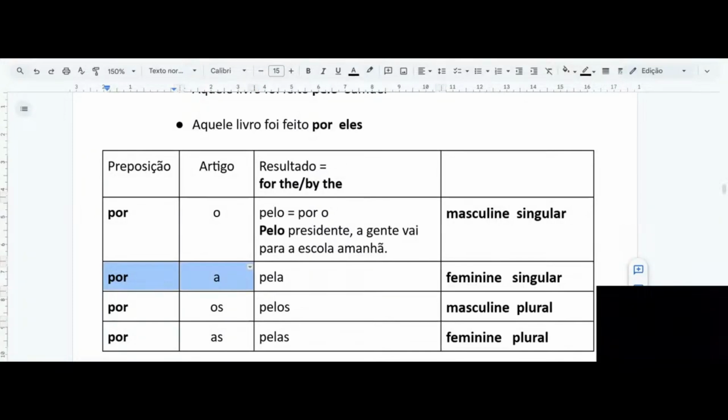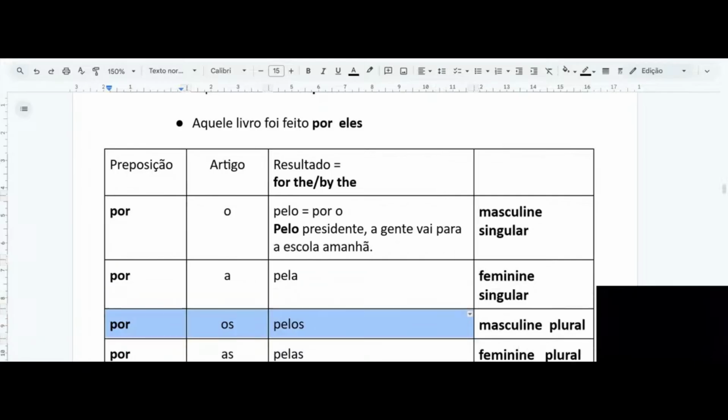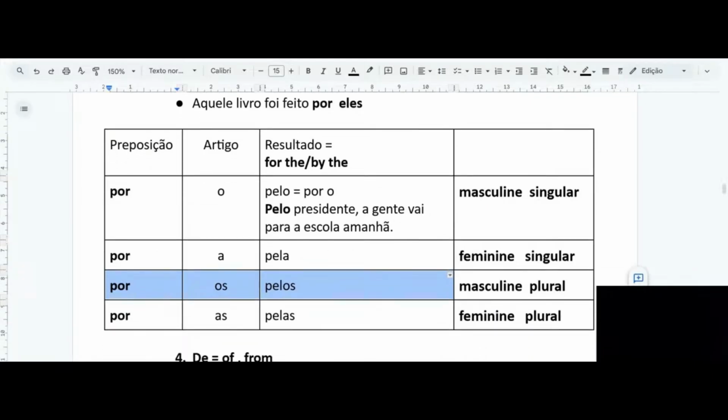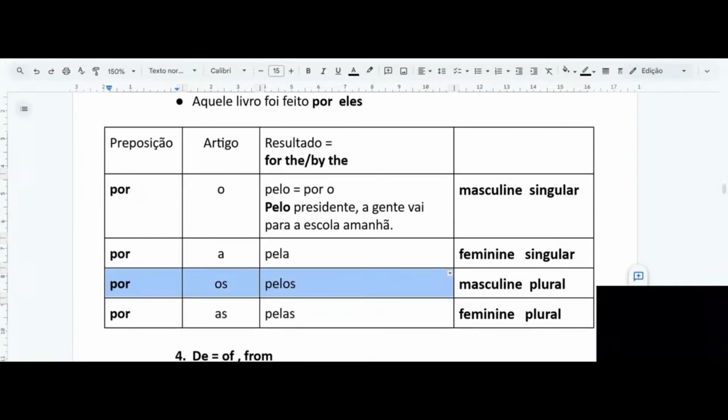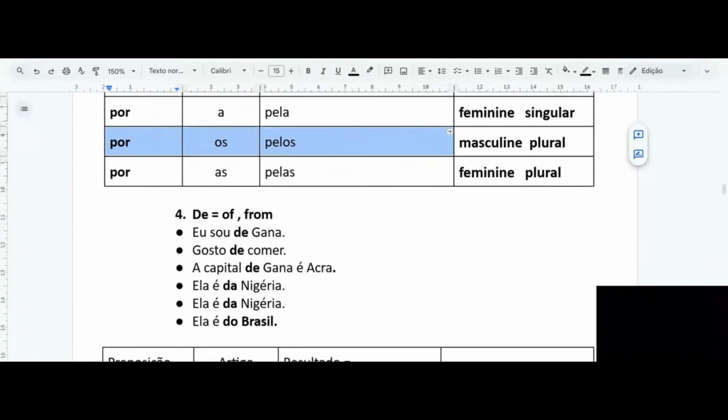The same thing: when por and a meet, it becomes pela. Por and o when they meet is pelo, por and os becomes pelos, and por and as becomes pelas. That's the rule which governs it, and you need to respect it. Doesn't matter whether you are big or small, you need to respect the rules.